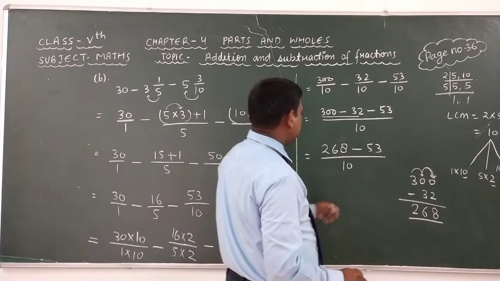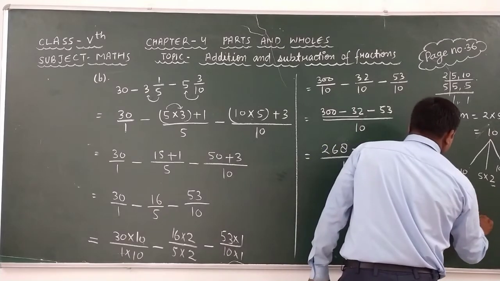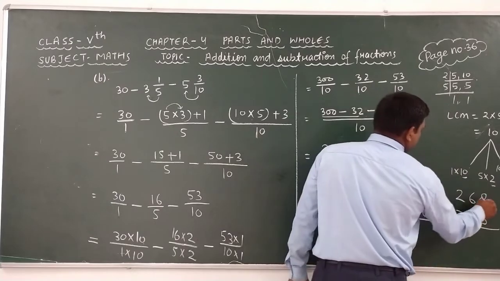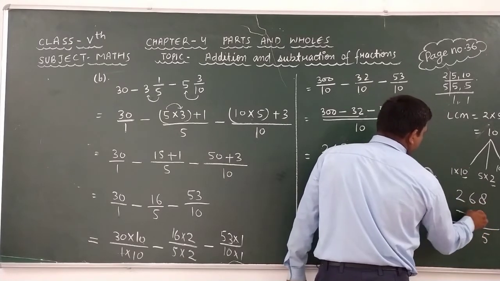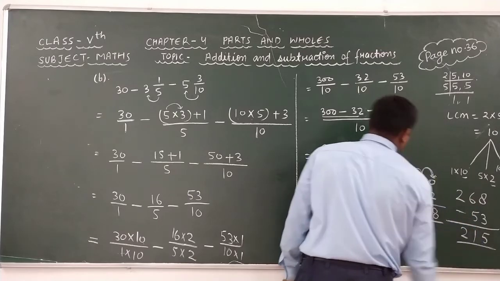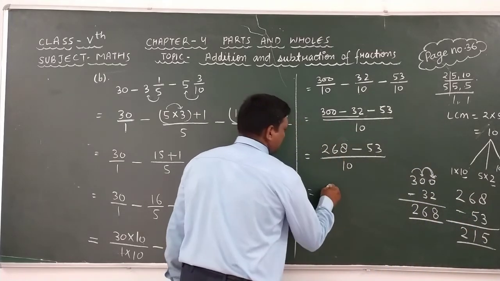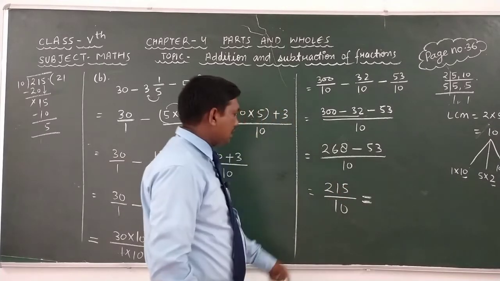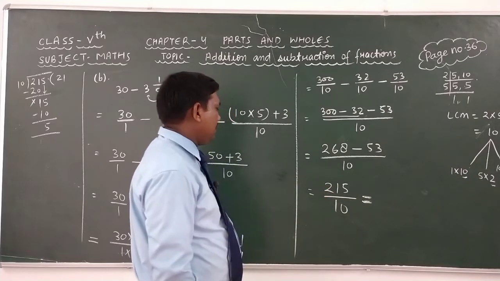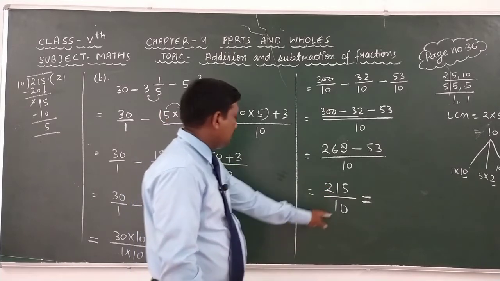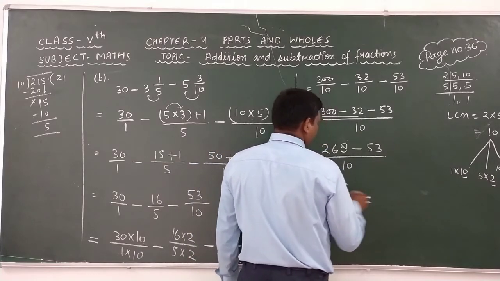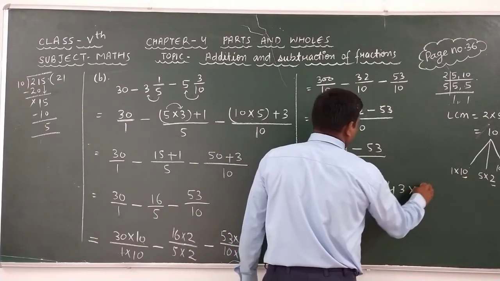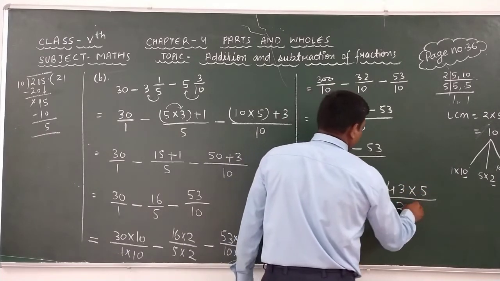Again we have to subtract 53 from 268. Look, 8 minus 3 is equal to 5, 6 minus 5 is 1, and here 2. After subtracting this, we get 215 divided by 10. Okay, take factorization. Factorization of 215 and 10. Look at here carefully. 5 4s are 20, 5 3s are 15 into 5 over 2 into 5.